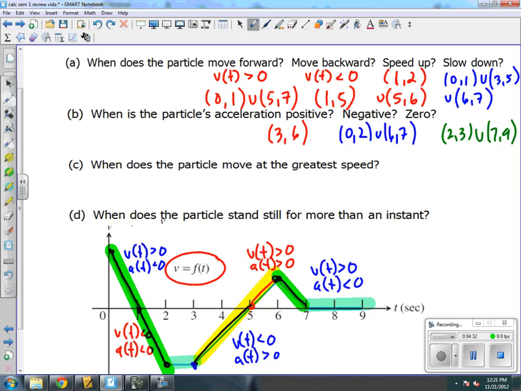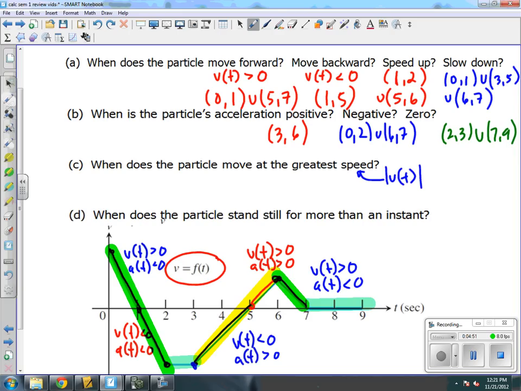When does the particle move at its greatest speed? Well, speed is kind of an interesting thing. Speed is the absolute value of velocity. So speed has nothing to do with direction. It could be going at its greatest speed in a negative direction, and that's something you've got to take into account looking at this problem.